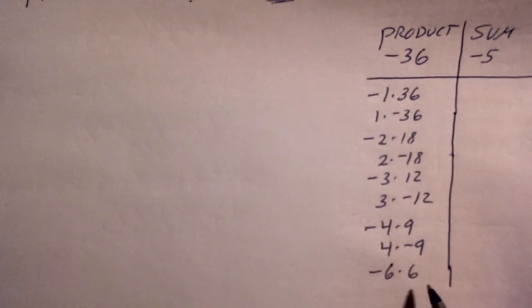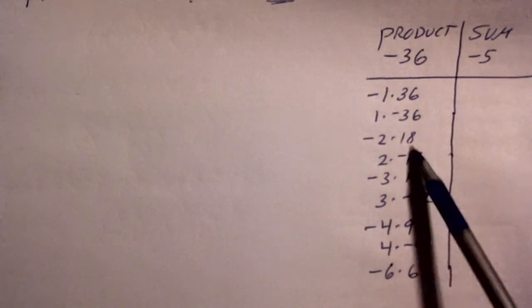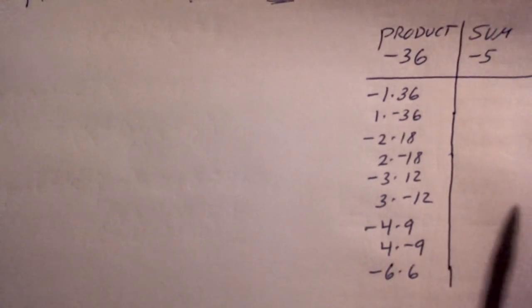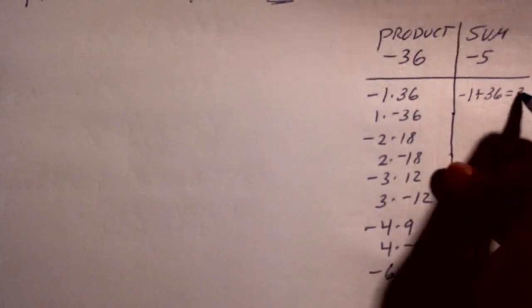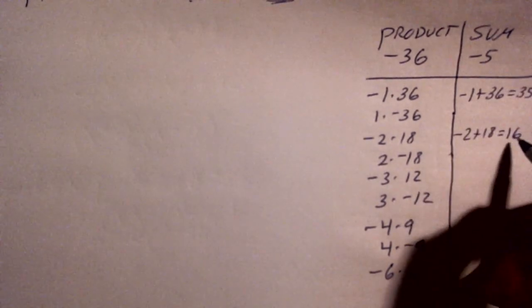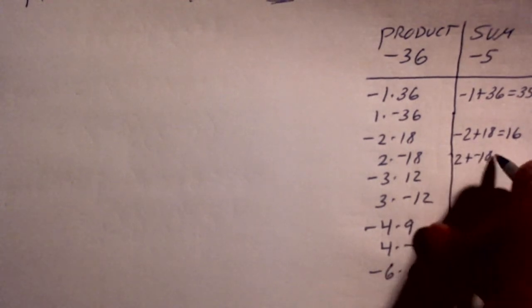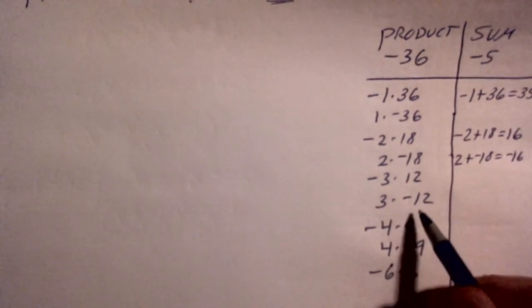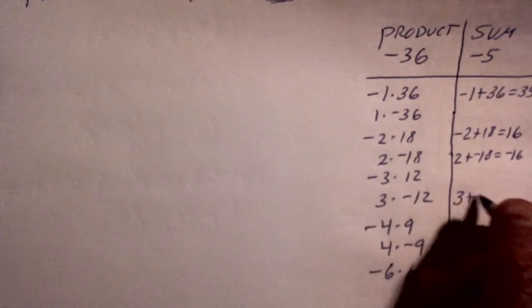Now in this list, we're searching for a couple of factors that sum up to negative 5. It's not going to be negative 1 and 36. These are way off. These add up to 35, not even close to negative 5. These are a waste of time. Negative 2 plus 18 isn't going to work. These add up to 16. We're still far away from negative 5. 2 added to negative 18 add up to negative 16. No good. 3 plus a negative 12 would be a negative 9. We're getting a little closer, but we're still not there.